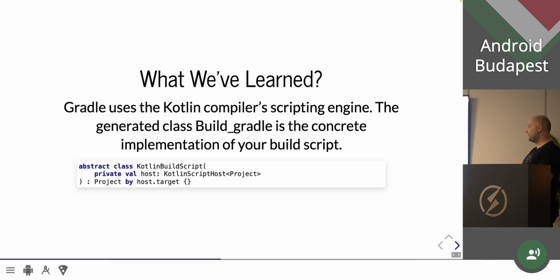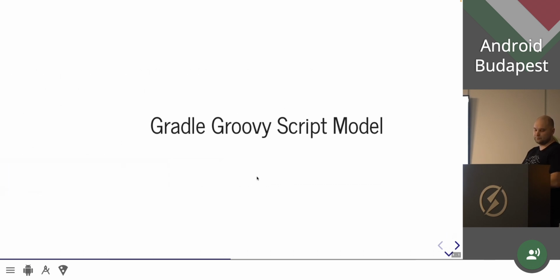So in the end, I just wanted to highlight that when we work with the build Gradle file within the module, we actually work, for Kotlin, with an instance called Kotlin build script. And as you can see, we get the host reference injected by Gradle for us. And from that, we get a target, and the target will actually be the project instance.